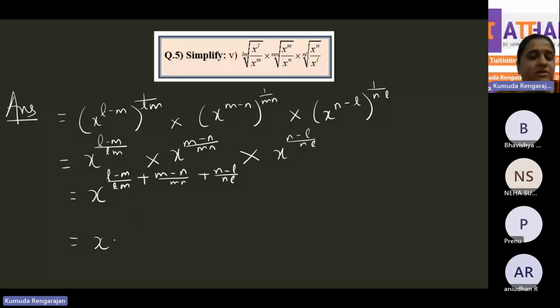The common denominator is the LCM of LM, MN, NL, which is LMN. So LMN is a common denominator. Now what is here in the denominator? L and M. What is not there? N. So multiply the numerator by N. The common denominator is LMN, but here in the denominator we have L and M. We don't have N. So multiply the numerator by N. So it will be N into L minus M, like this.